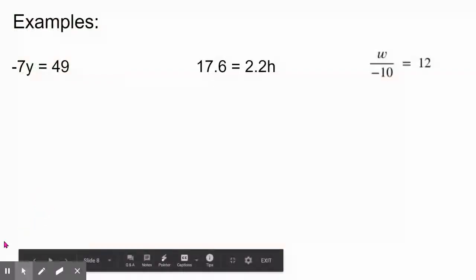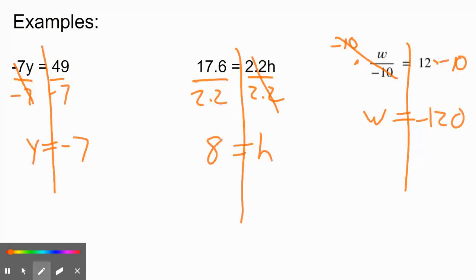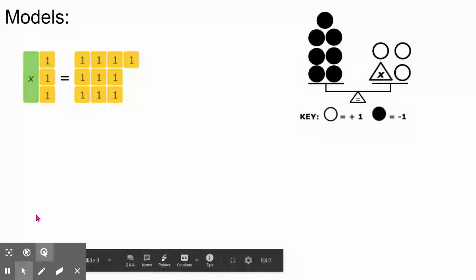Go ahead and try these problems on your own, and we will check your answers and work with mine. All right, so if you paused the video and completed the 3 problems, this is what you should have gotten for your answers. All right, let's move on.